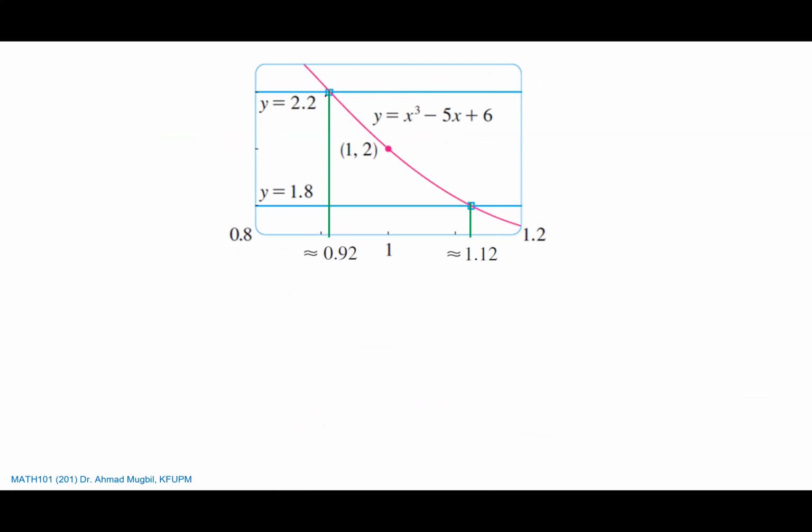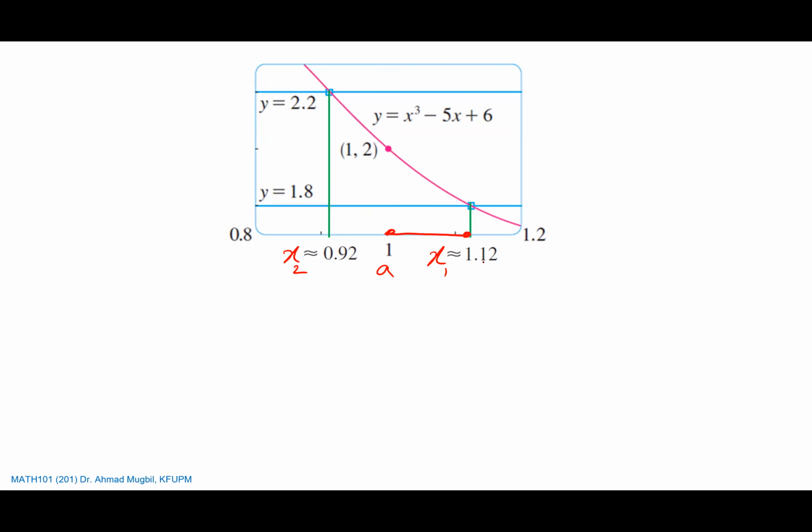So when y is 2.2, x will be this, and this is x also. You can call this x1 and this is x2 to distinguish between them, and this is a. It will be between them. Now, what do you think delta will be? Delta will be the distance from a to this point, or from this to this point. You can call this delta 1, and this is delta 2, and you will choose the smaller one.